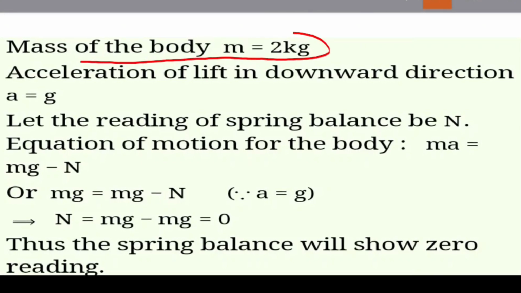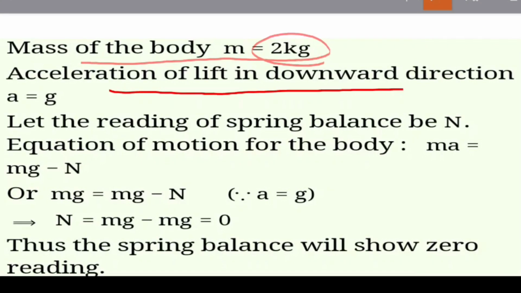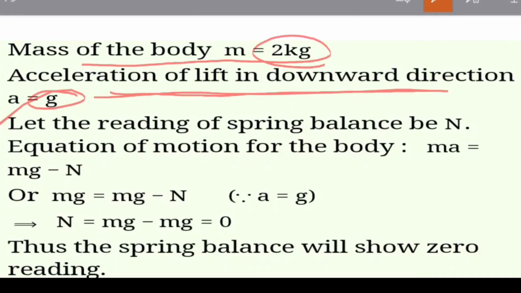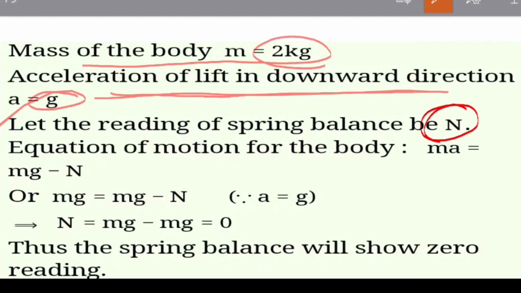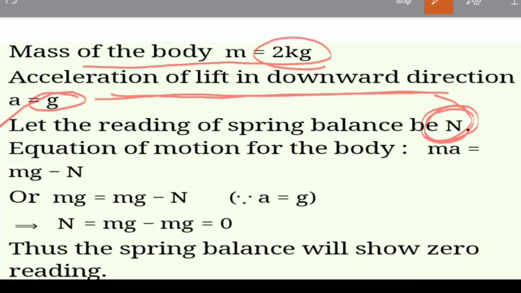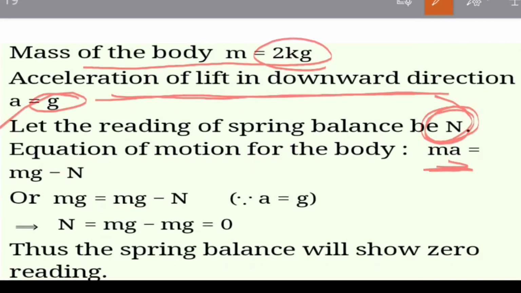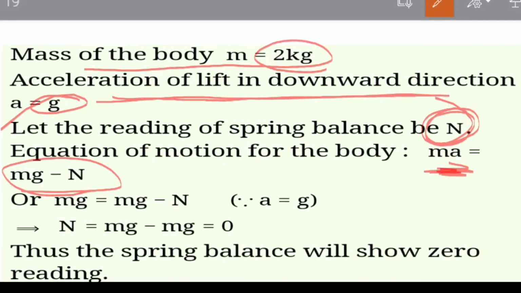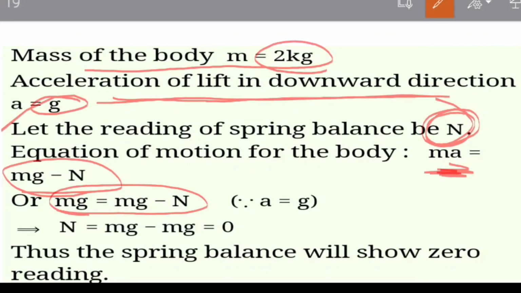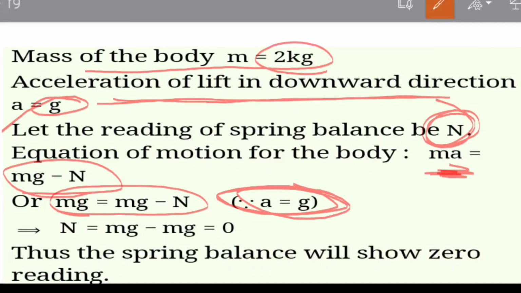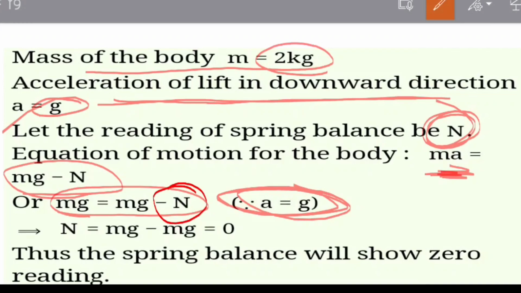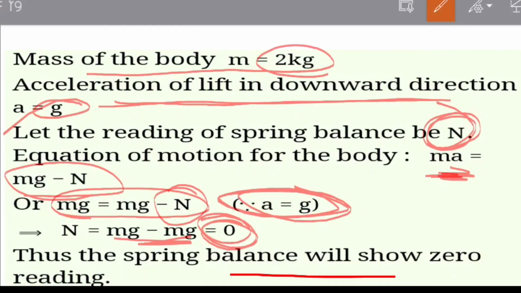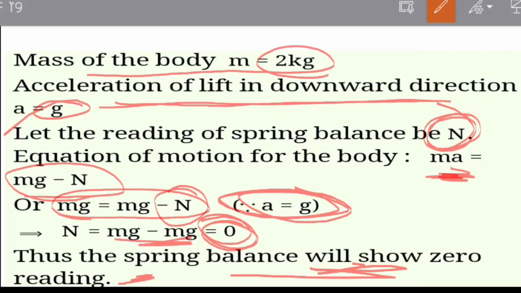Mass of the body is given as m equals 2 kg, and the acceleration of the lift in the downward direction is the acceleration due to gravity, so a equals g. Assume the reading of the spring balance is N. Equation of motion for the body: ma equals mg minus N. Since a equals g, mg equals mg minus N. So N equals mg minus mg, which is 0. Force minus force. Thus the spring balance will show a reading of 0.